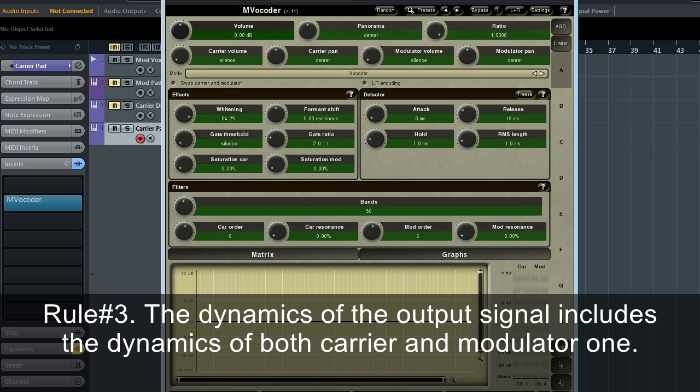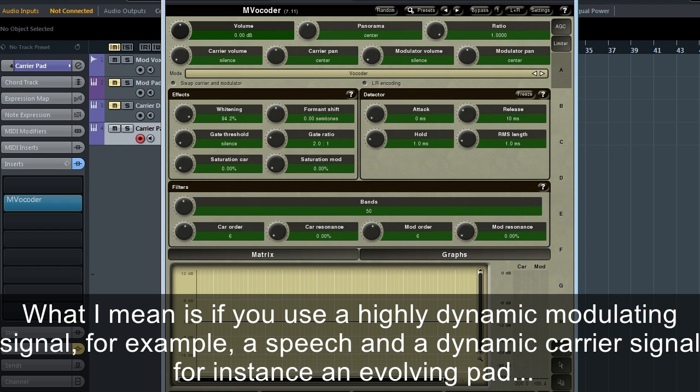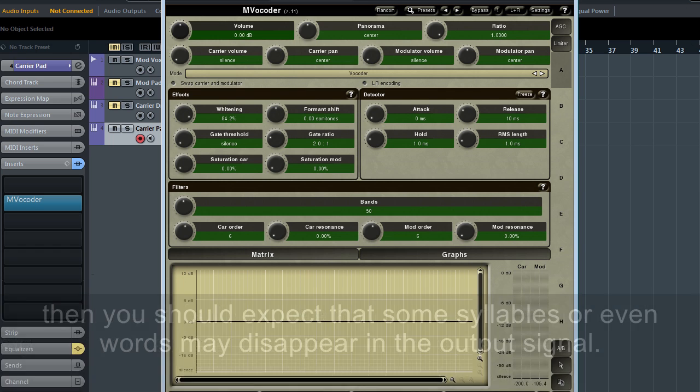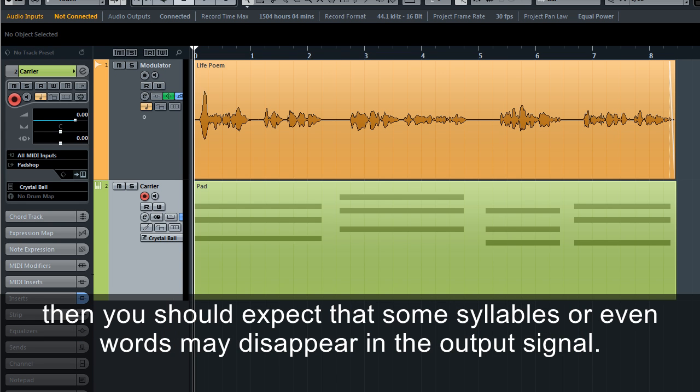Rule number 3. The dynamics of the output signal includes the dynamics of both carrier and modulator. What I mean is, if you use a highly dynamic modulating signal, for example, a speech, and a dynamic carrier signal, for instance, an evolving pad, then you should expect that some syllables or even words may disappear in the output signal.